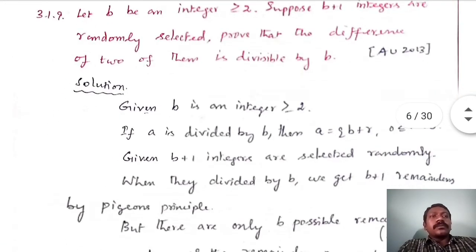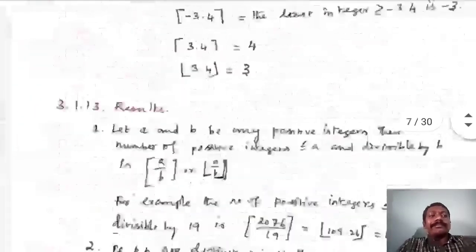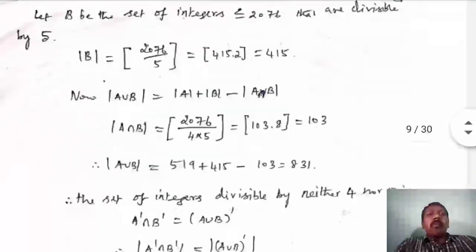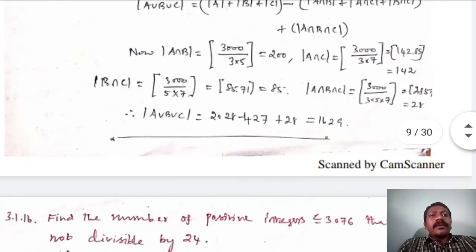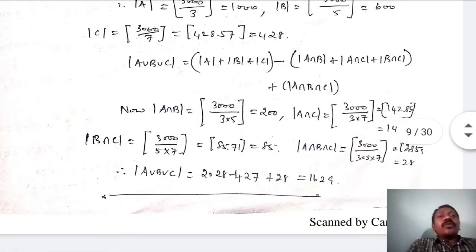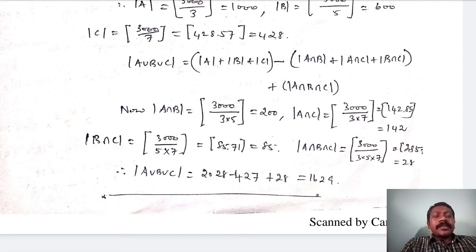Now we have to find A intersection B. Cardinality of A intersection B is 3000 by 3 into 5. And cardinality of A intersection C is 3000 by 3 into 7. So 142. And B intersection C is 85. So this is our A intersection B, A intersection C, B intersection C.